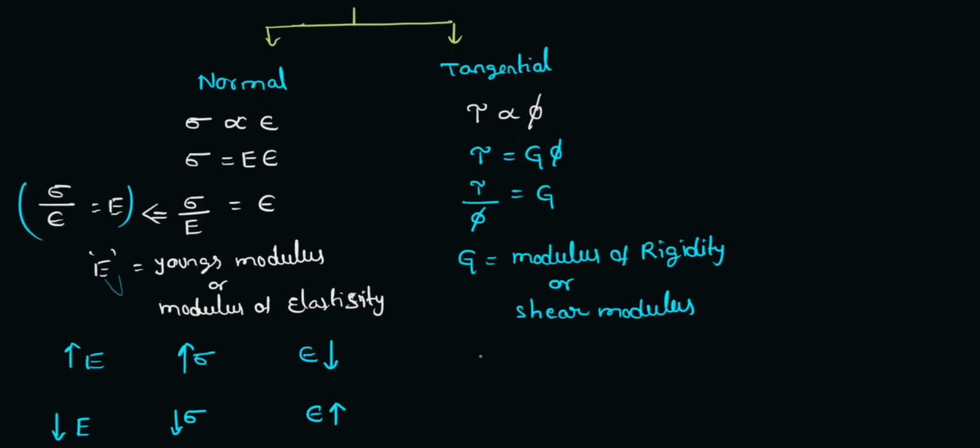If the G value is more, the tau value can be more, but the shear strain value can be very less. And if the G value is less, the shear strain value will be more and the tau value will be less. What is the meaning of this?